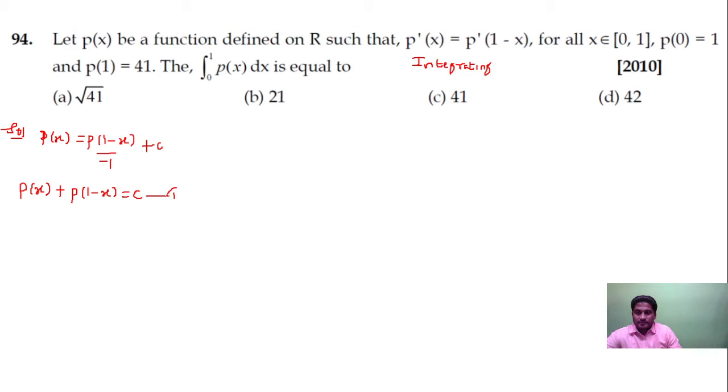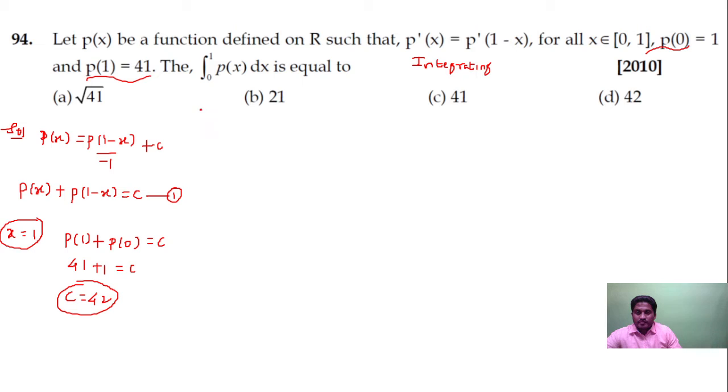Call this equation 1. I put x is equal to 1. Why am I substituting x is equal to 1? Because p of 1 is given, p of 0 is given, to get the value of c. So this is p of 1 plus p of 0 is equal to c. P of 1 will be equal to 41, p of 0 will be equal to 1, so c is equal to 42.